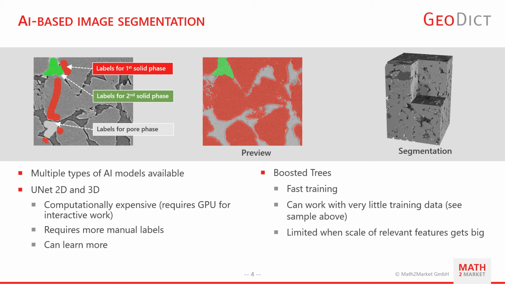One of the very popular methods that we recently added is the AI-based image segmentation. In Geodict we have 2 main types of AI segmentation in the import module. The easier one is the boosted tree method that requires way less training data and works very well for CT scans like the one you see up here, where the gray values basically determine the phase and you don't have very large features that are in the image that determine to which phase a certain pixel belongs.